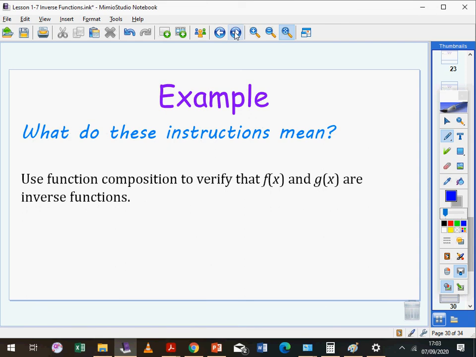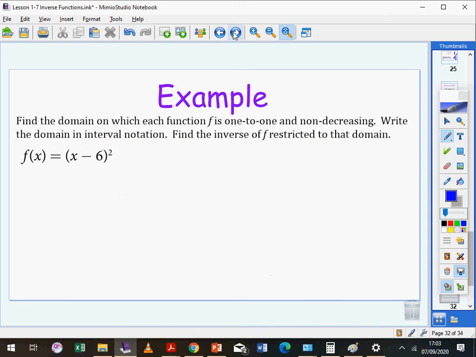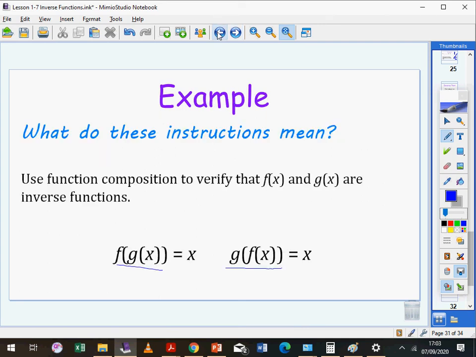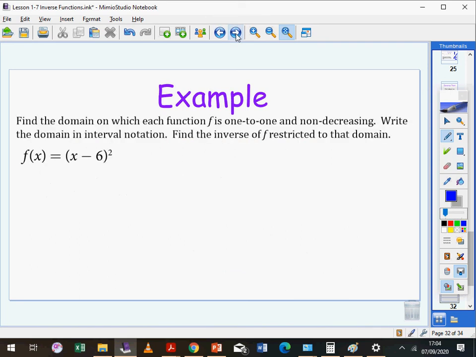Use function composition to verify that f(x) and g(x) are inverses. Right. If you're using function composition, then this is what you're looking for. You're looking for whether f of g of x equals g of f of x. Now, it's not always the case. For some functions, f of g of x might equal x, and that's going to mean that it's a function, but you still have to check the other one, g of f of x, to see if that's also equal to x.